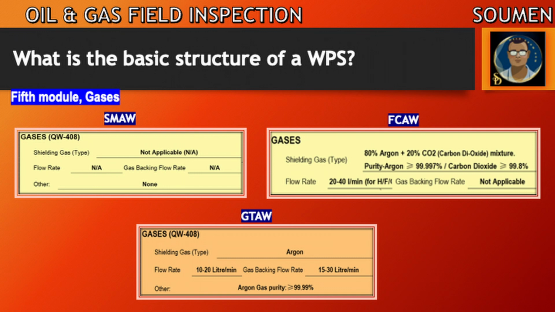And at the bottom, the small table you can see is for GTAW, meaning argon welding. Shielding gas type is argon. The flow rate is 10 to 20 liters per minute. Gas backing flow rate is 15 to 30 liters per minute. Argon purity is 99.99%. Gas backing means purging. In case of stainless steel or alloy steel, the root has to be protected from oxidation during the root pass.